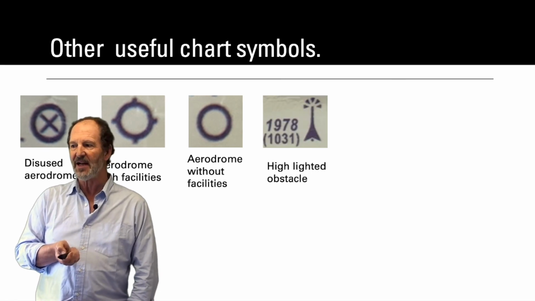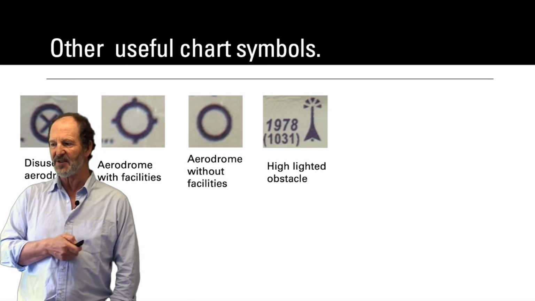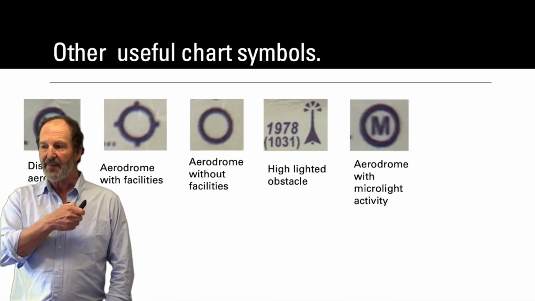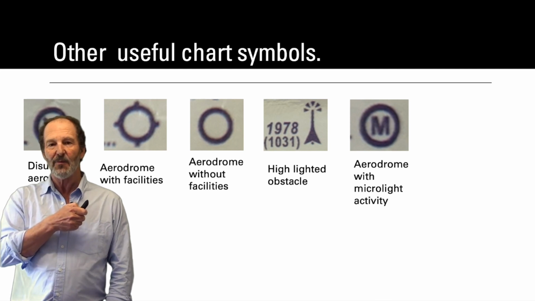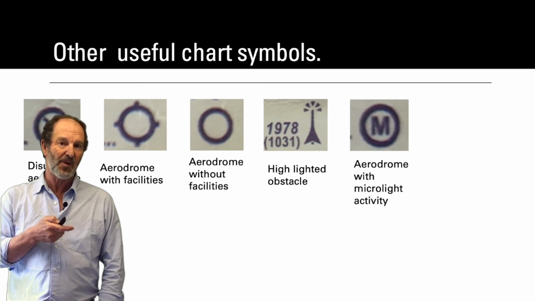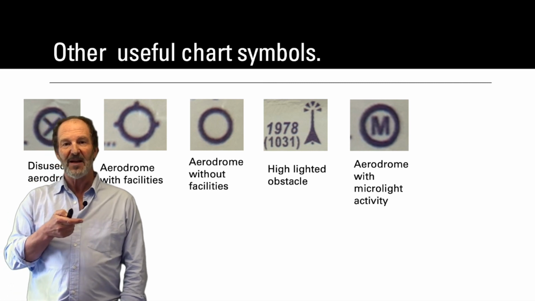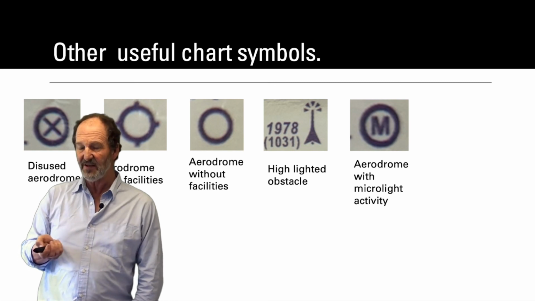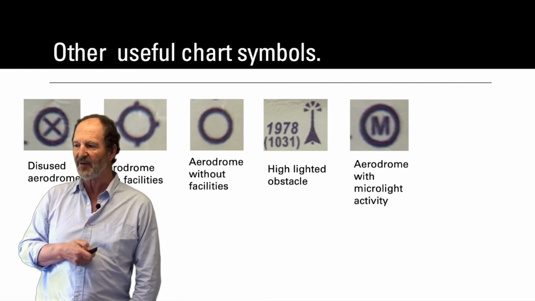Highlighted objects, it's not a problem to us. We can see those pretty well. If you have an aerodrome like that with an M in the middle, the little round symbol, then that means there's microlights operating out of it. If it's got a G in the middle, it's gliding. If it's got an H, it's helicopters, what have you. It just gives you an idea of what's using that particular airfield.